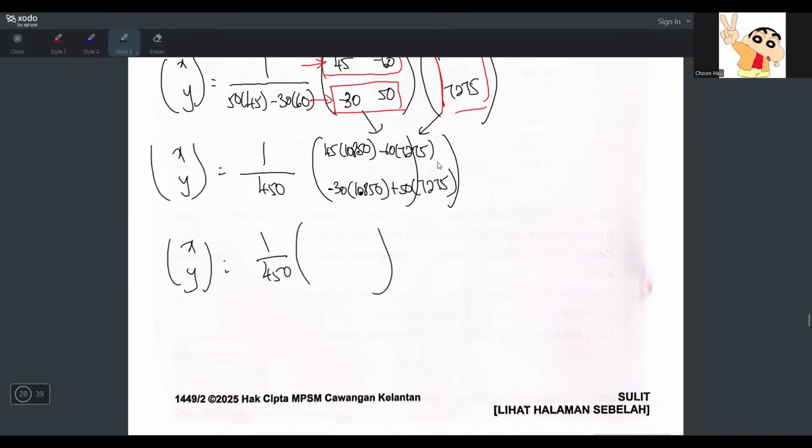Now I press all this in my calculator. 45 times 10850 minus 60 times 7275. I got 51750. And then the next one, negative 30 times 10850 plus 50 times 7275. I got 38250. Now the last step, I have to take both these numbers and divide by 450. Actually, it's times 1 divide 450, but times 1 nothing happens, right? So just divide 450. So you get 115 and you get 85.